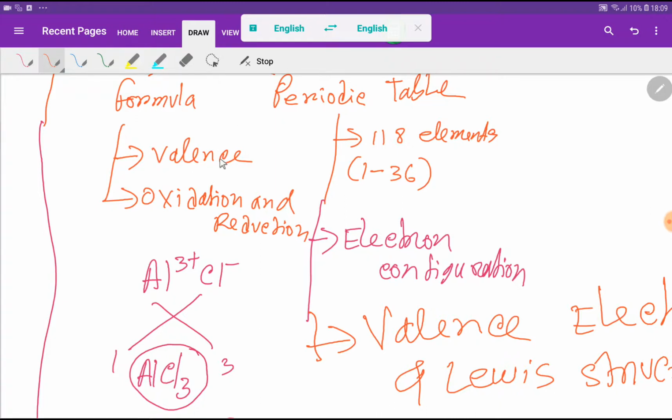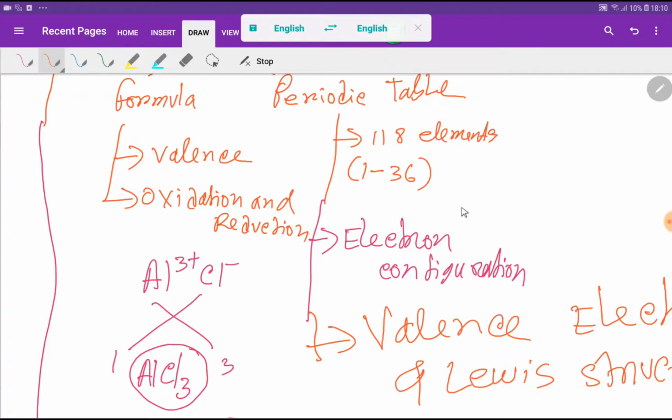There is a difference between valency and oxidation state. Valency does not have plus or minus, but the oxidation state of an element has +1 or -1, right?